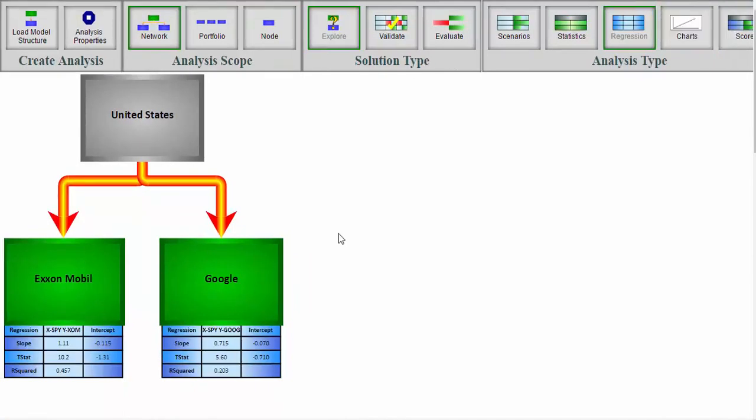Notice that the United States node lacks an analysis underneath it. This occurs because regressions examine the connection between a parent independent variable x and a child dependent variable y. The regressions are shown underneath the child node.